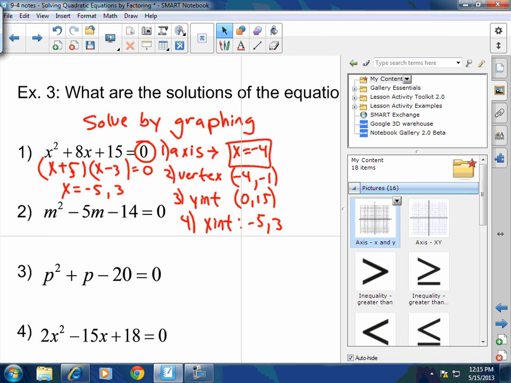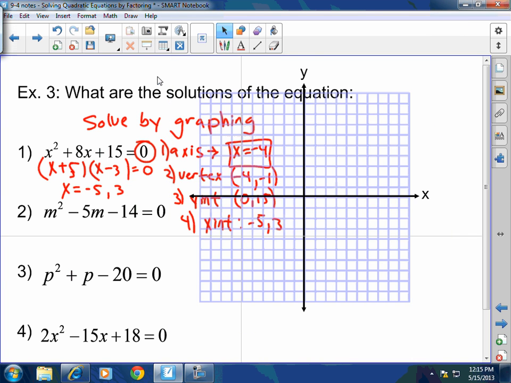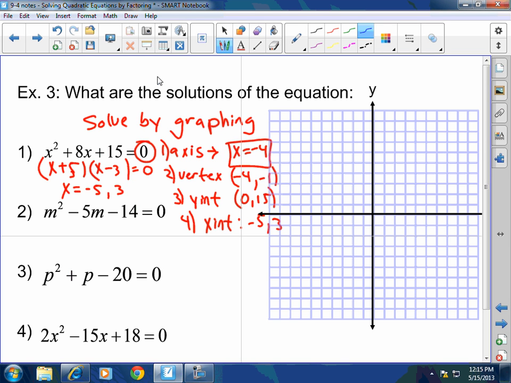Now, this is where the magic happens. And I know I'm a bit of a math dork, but it's like magic for me. Okay. My axis of symmetry is -4. 1, 2, 3. My vertex, -4, -1. My y-intercept, let's just say, guys, that this is 11, 12, 13, 14, 15.